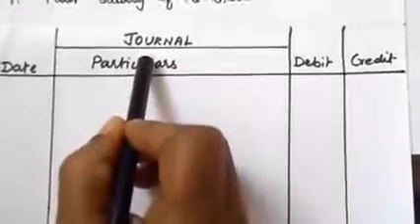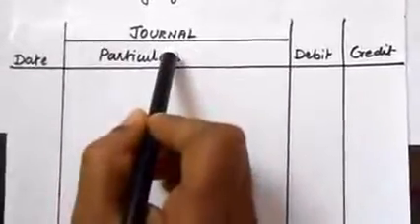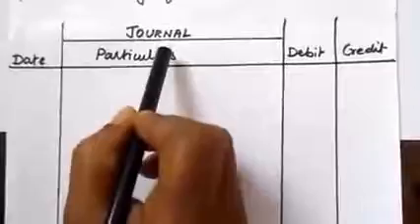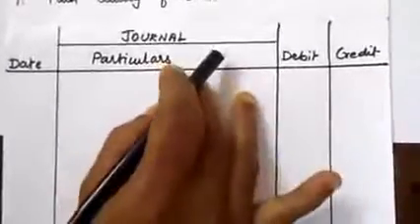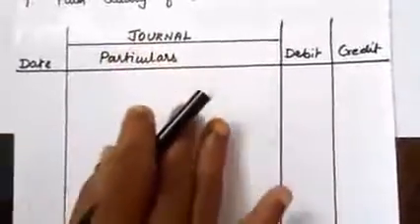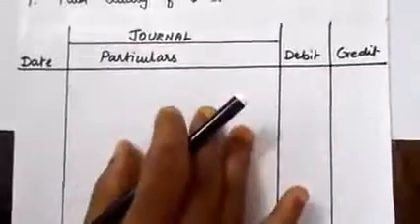Hi, in this video I am going to explain journal. Journal is a book of primary entry or original entry. All transactions are initially recorded in the journal. Let me explain with an example.